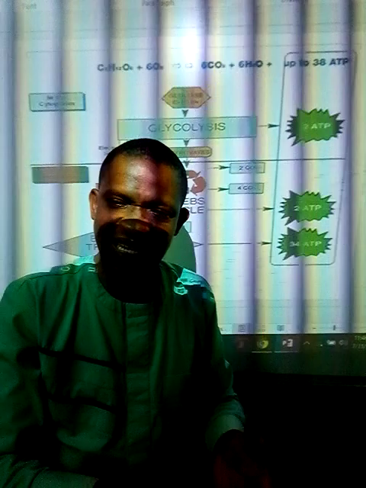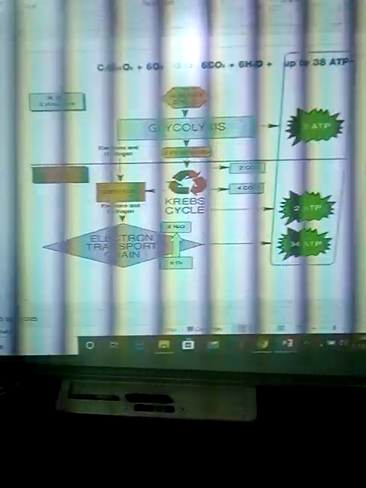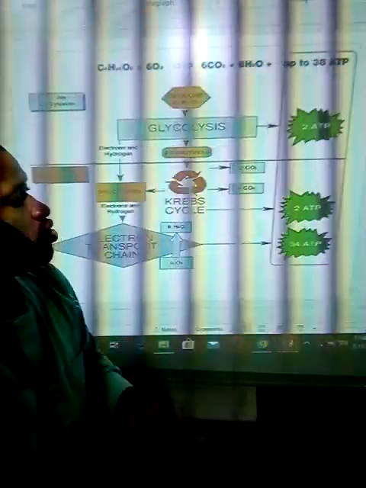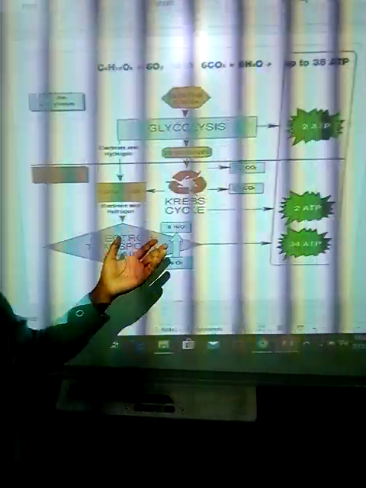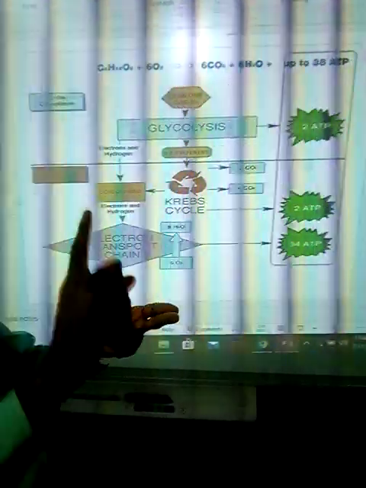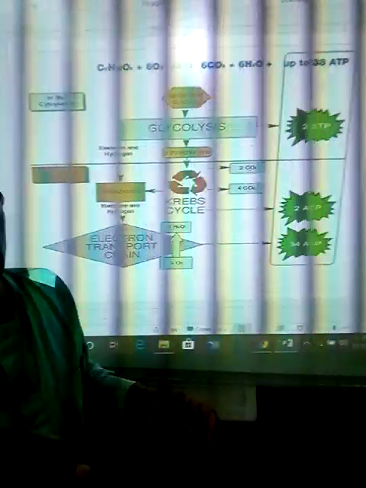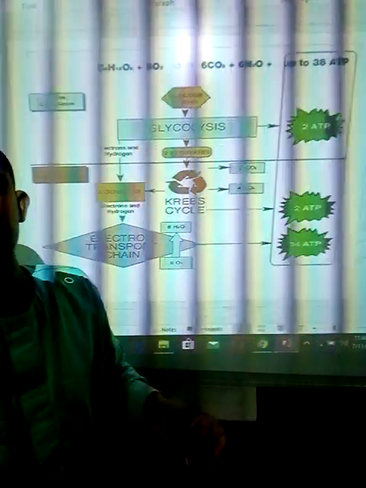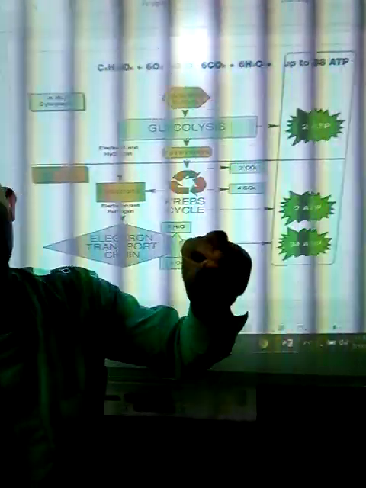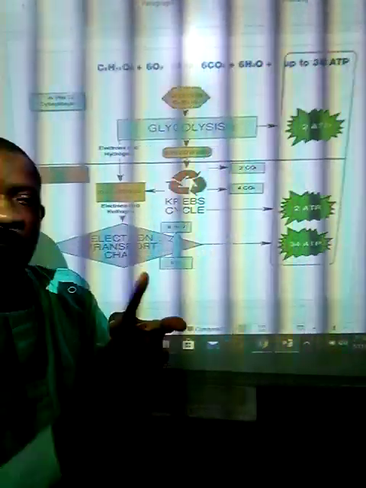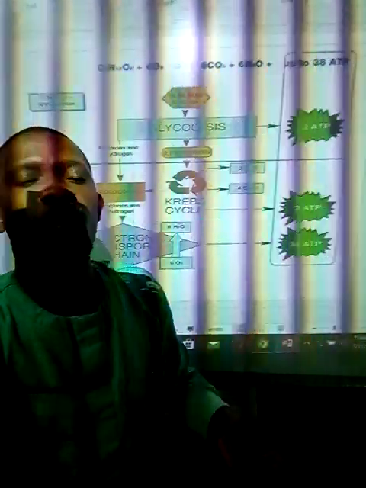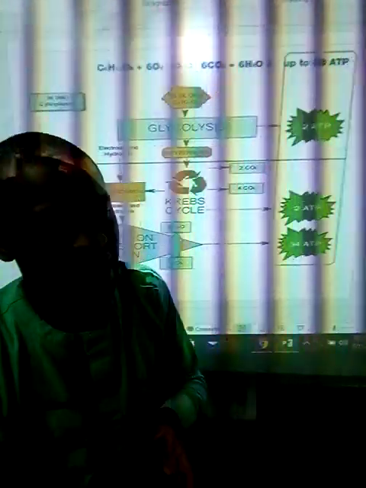It is also called citric acid cycle. It is called Krebs cycle because that is the name of the discoverer. It is called Krebs cycle, citric acid cycle, and please take note, not electron transport chain. It is also called TCA, tricarboxylic acid. Please take note, there are 3 names for Krebs cycle. Either I say Krebs cycle, citric acid cycle, or tricarboxylic acid.